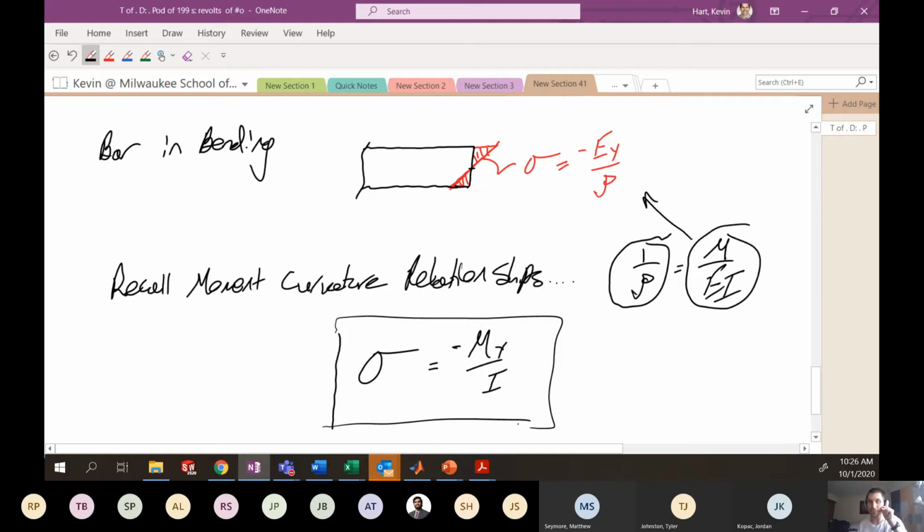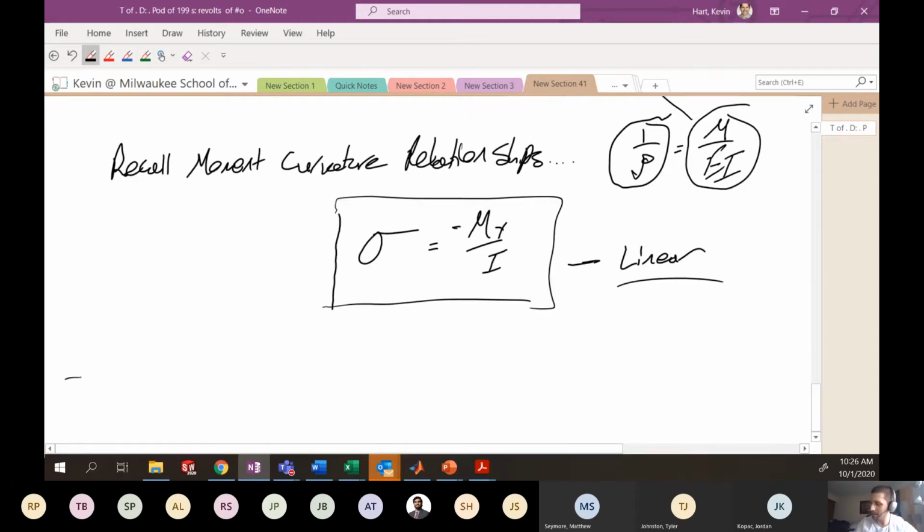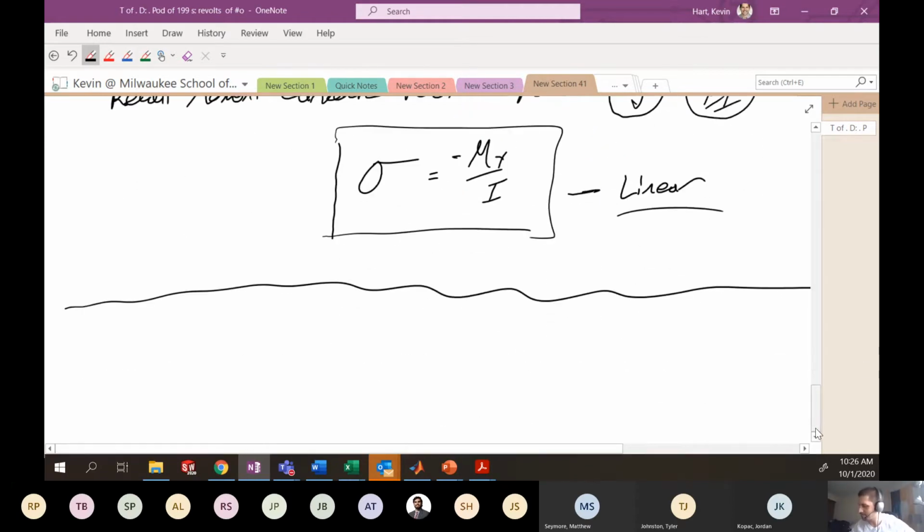Maybe you went through this in 2004, probably you did not. Again, I will emphasize, this is a linear equation. y is your variable, and negative M over I is your slope. And that's how we define stress for a straight beam that's in bending. How are we doing? How are we liking the math magic today? We're math magical today. All right.